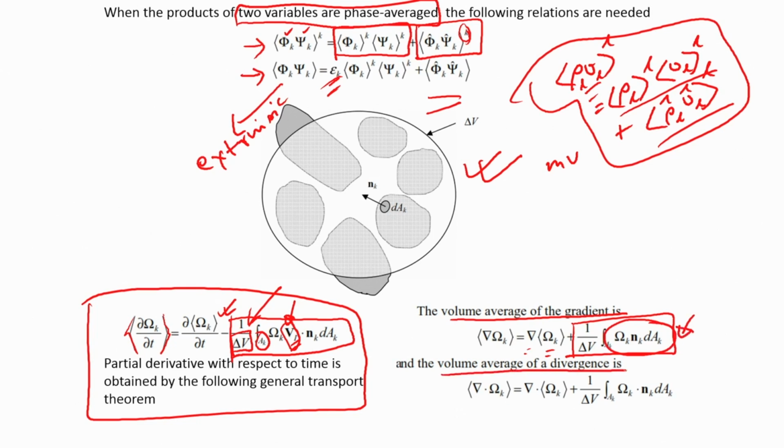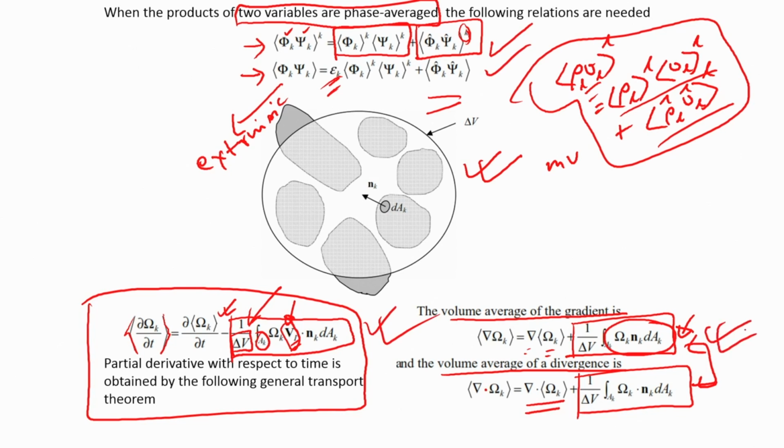Similarly, the volume average of a divergence of a quantity, this is the divergence operator, is given as the divergence of the volume averaged, extrinsic phase averaged quantity, plus once again the same term. Got it. So, 3 rules, all of this you can actually work out. Once we establish these rules, things become a little bit more simple. These are the rules which will come in very handy.